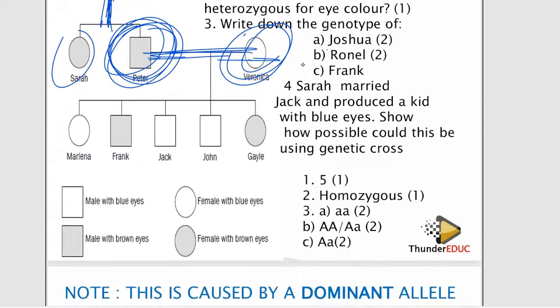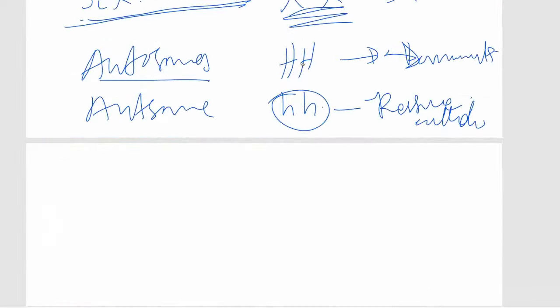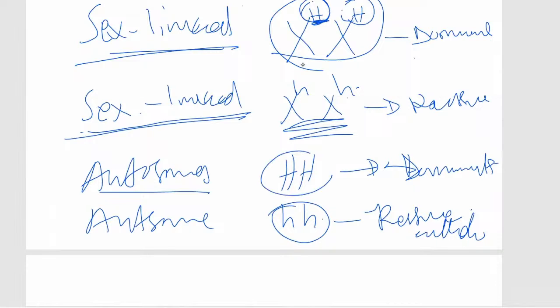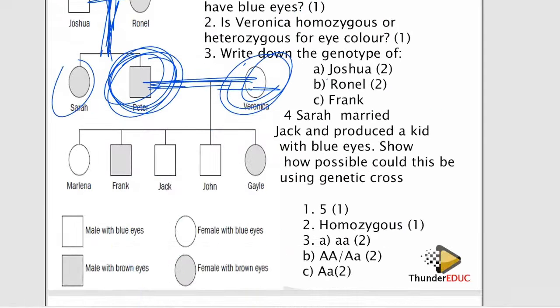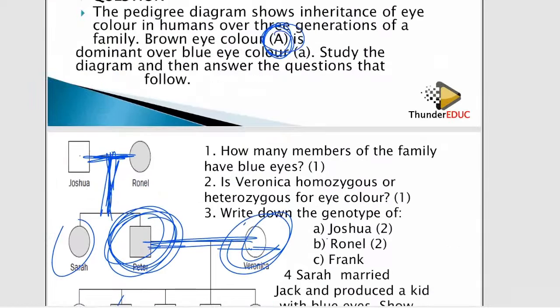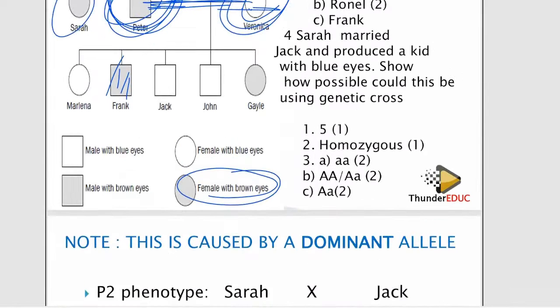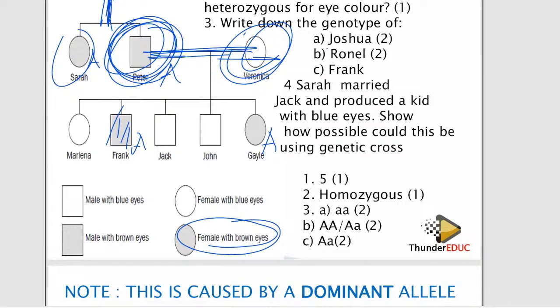This one, they say, is caused by a capital A, which means it is caused by a dominant allele. It is autosomal. Meaning that the one who is shaded is the one who has brown eyes, because the one which is shaded means affected. And the ones who are shaded have a capital letter somewhere. It can be double letters or single letters.